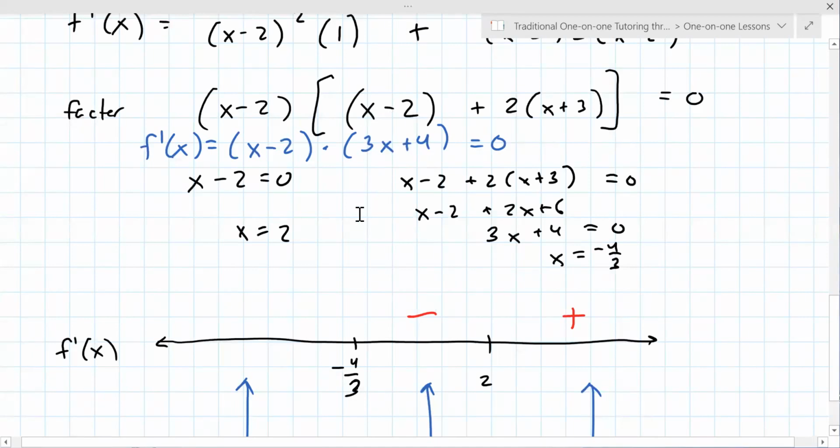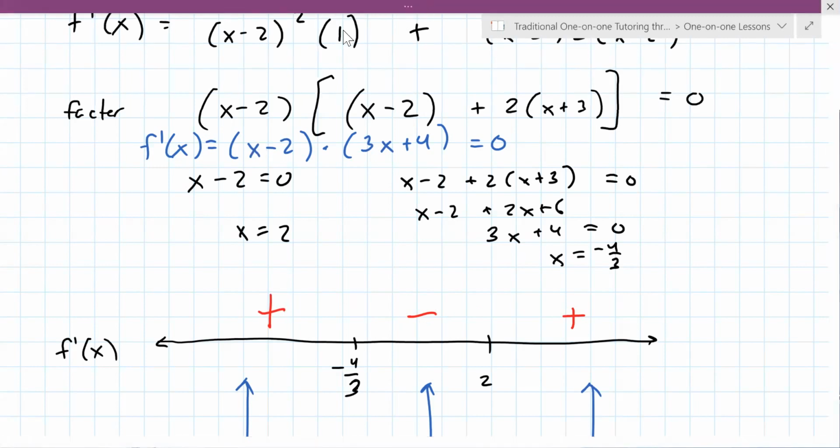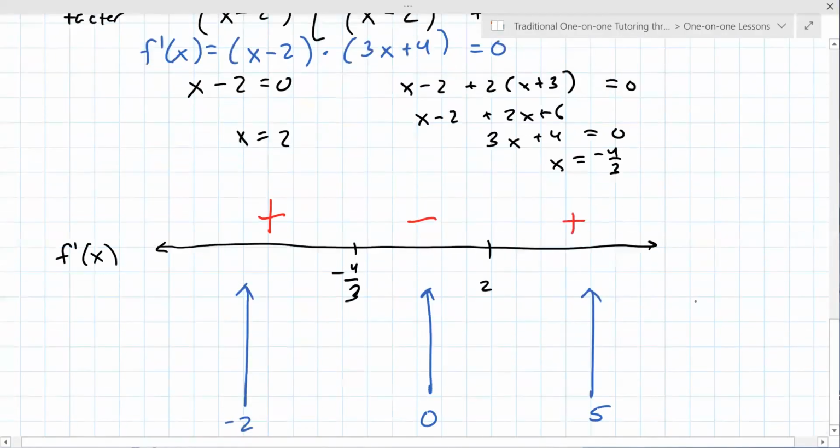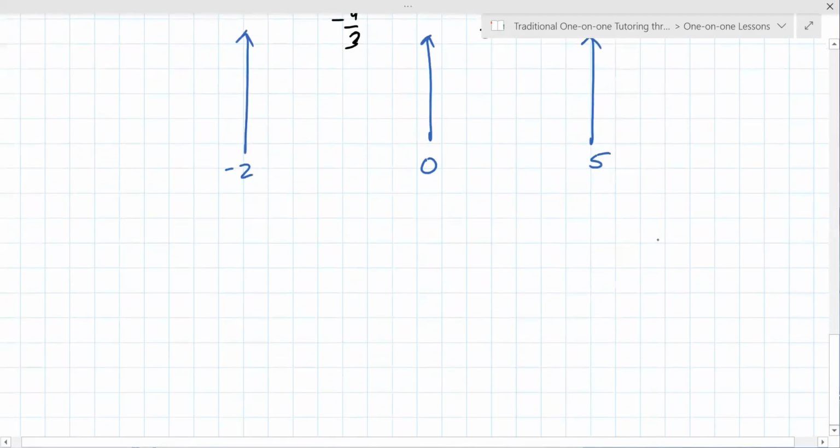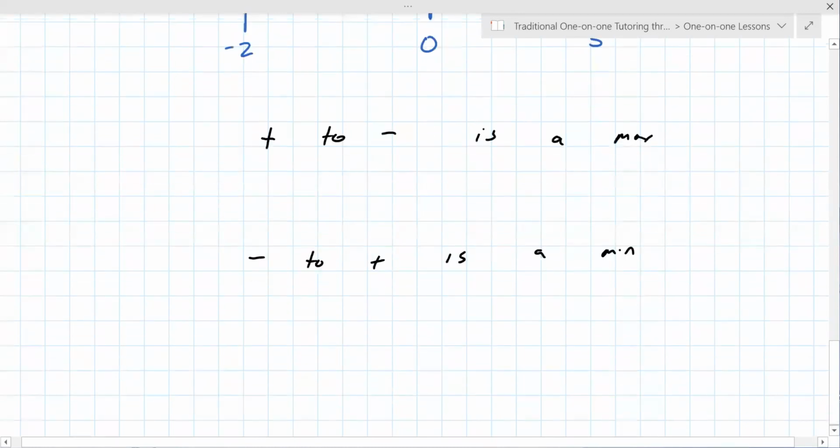Now it is a mistake to think that the signs always alternate. It usually does, but don't just guess. It's a huge potential mistake. About 80% of the time it will alternate, but you don't know. Okay, so now what's maybe unclear is that plus to minus is a max, and minus to plus is a min. These are now like summary rules.